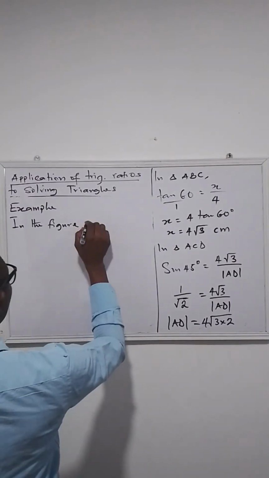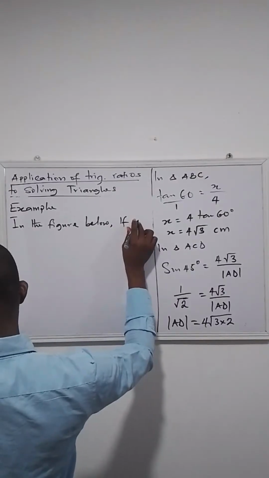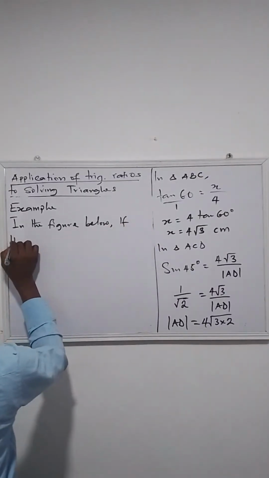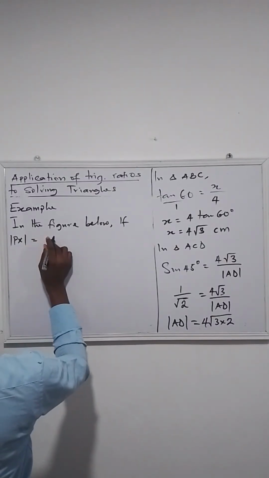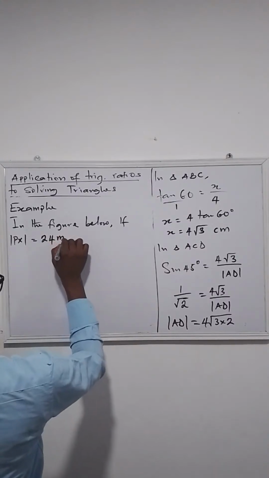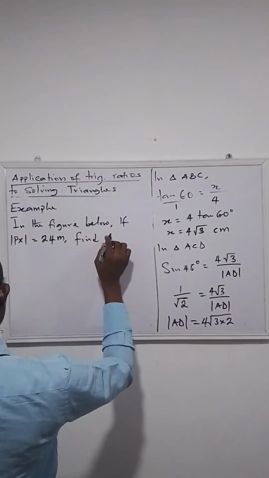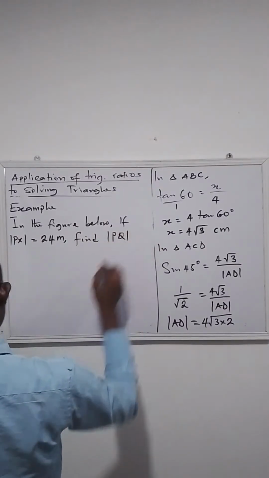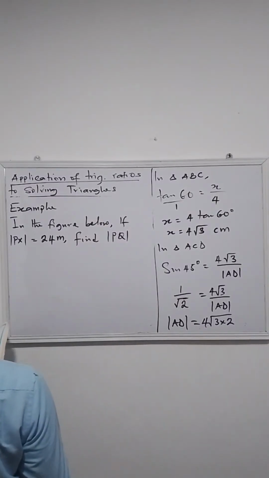In the figure below, if length PX equals 24 meters, find length PQ. Find length PQ.